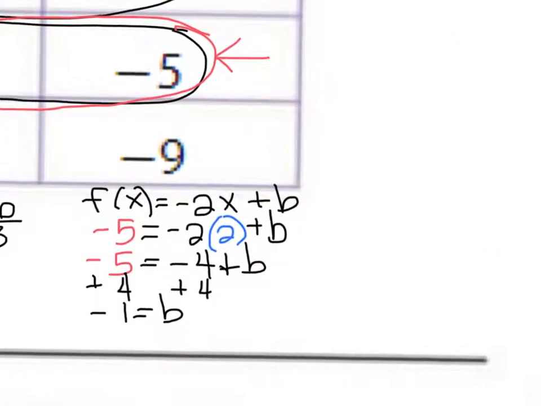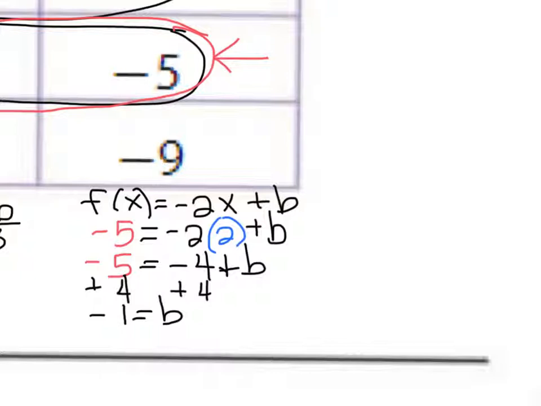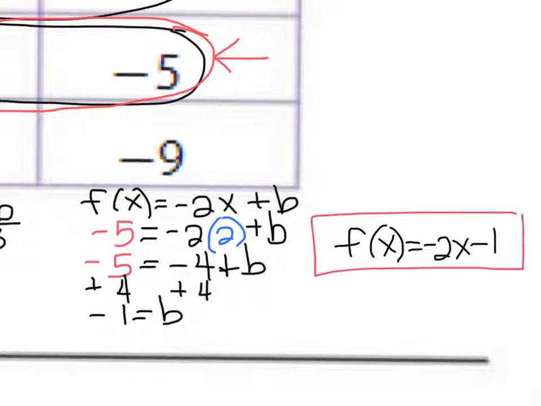So we start rewriting our function. So f of x equals the -2 for slope that we found. This time our b value is negative. We really want to avoid double signs like plus -1, so we're just going to write that as -1. And there is your final answer.